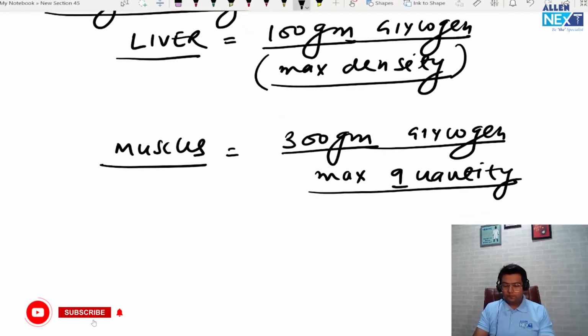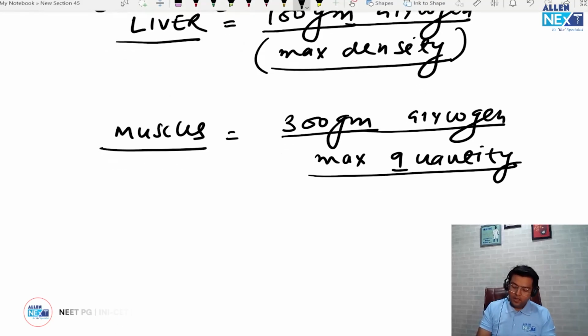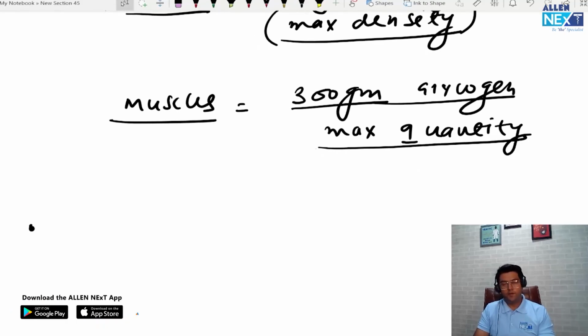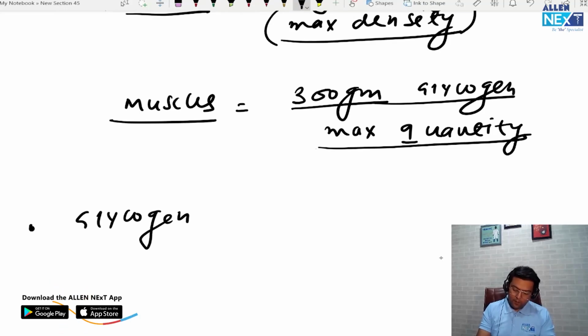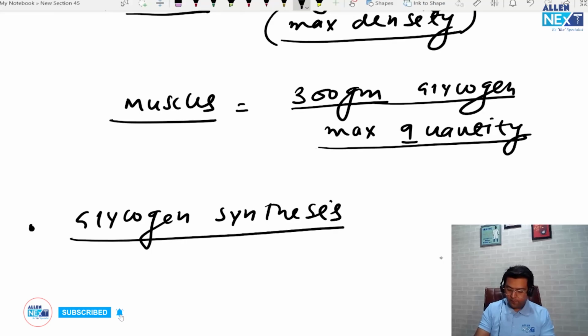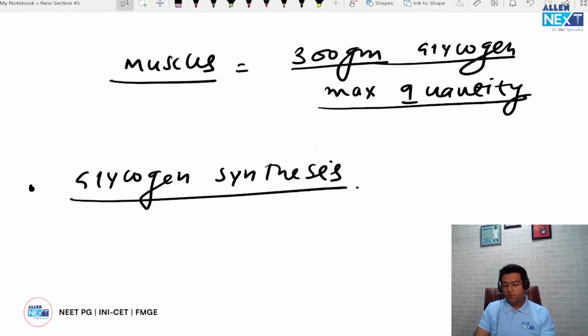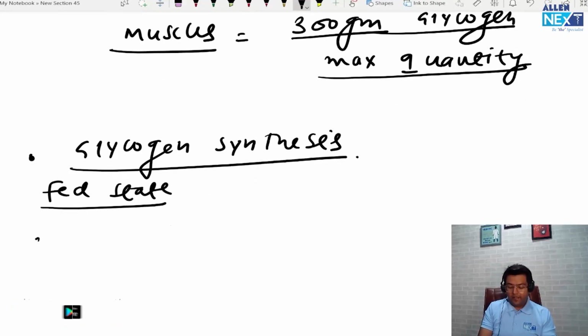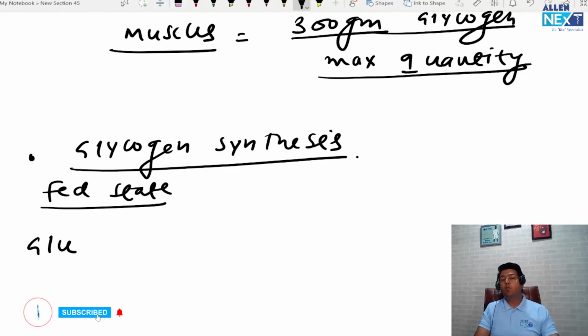Okay, now moving further, let's talk about the glycogen synthesis process. So guys, for the purpose of glycogen synthesis, first of all, it is a fed state. So I am in the fed state, let's say. So in the fed state, I consume glucose or carbohydrates.